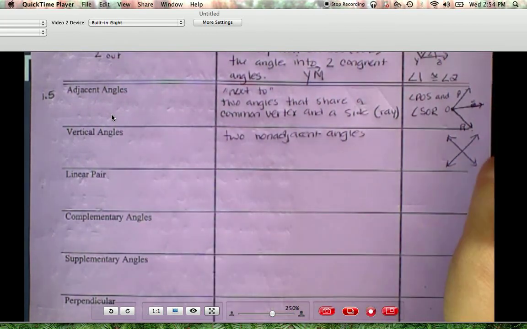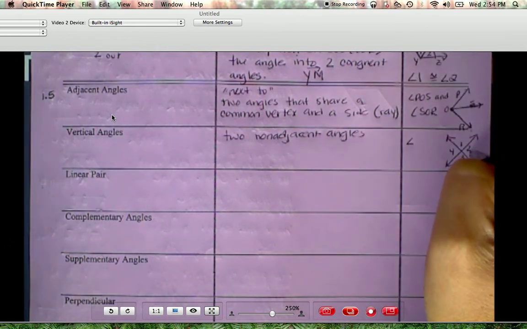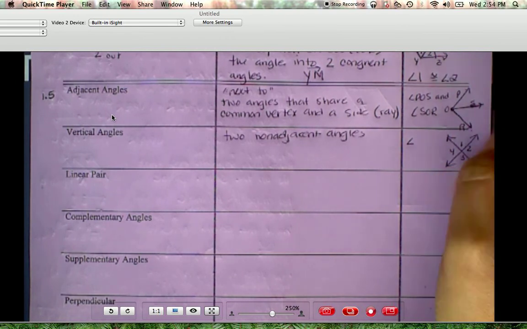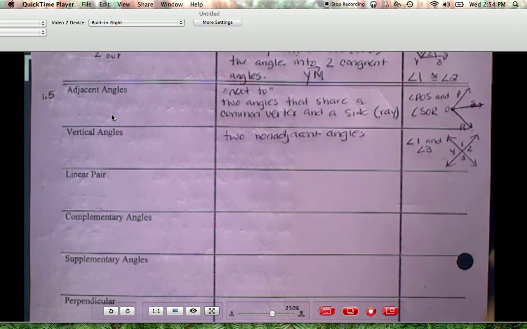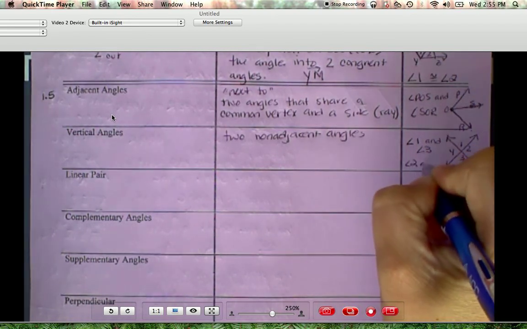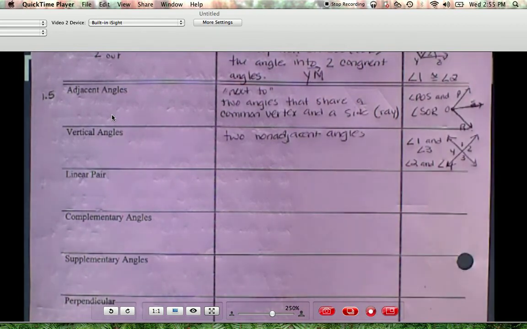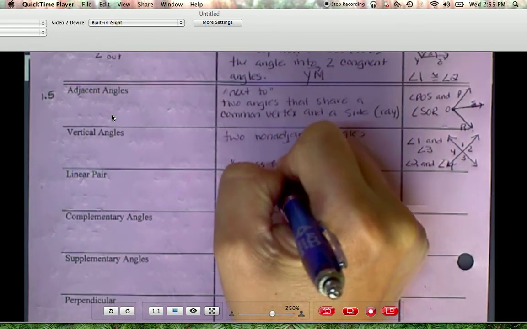Two adjacent angles would be angle 1 and angle 2. Angle 1 and angle 4 would be adjacent. But vertical angles are those that are across from each other. So angle 1 and angle 3 are vertical angles. Angle 2 and angle 4 are vertical angles. Someone might say houses or yards that are catty corner from each other, but what I think of is across from each other.